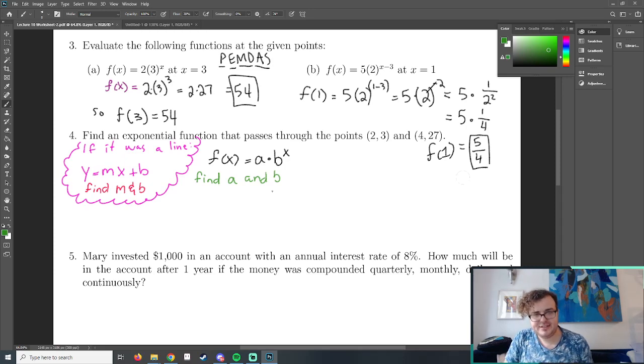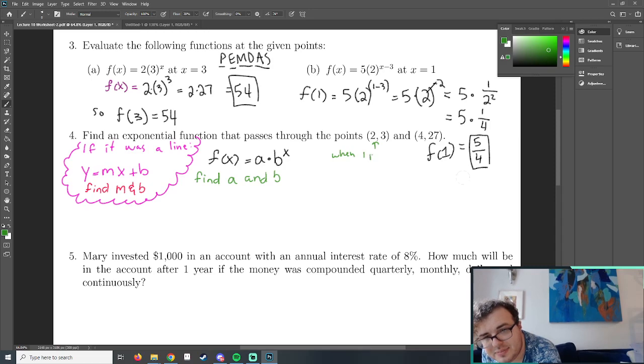Let me just say this. If the point 2, 3 is on our graph, that means when I plug in 2 for x, I should get 3 for f of x.